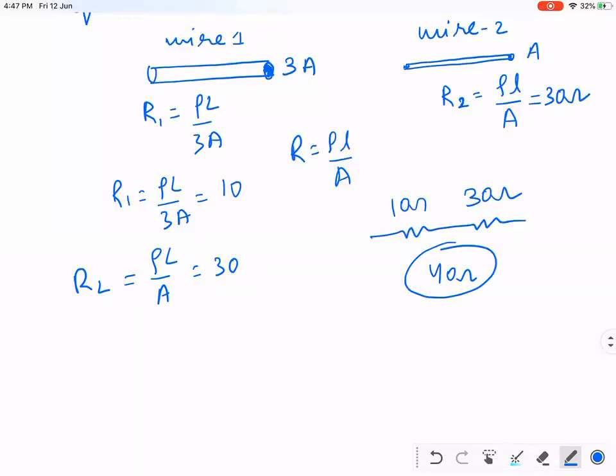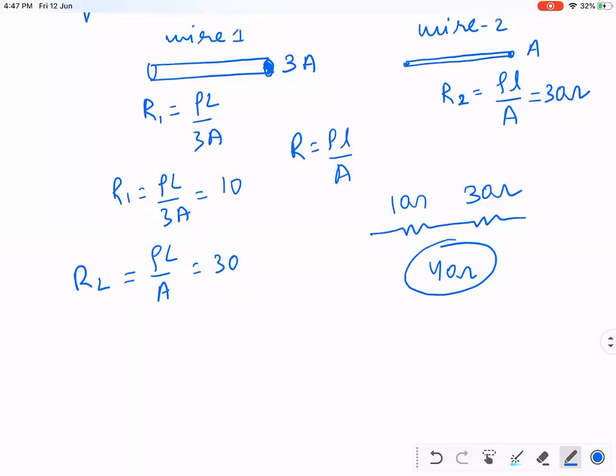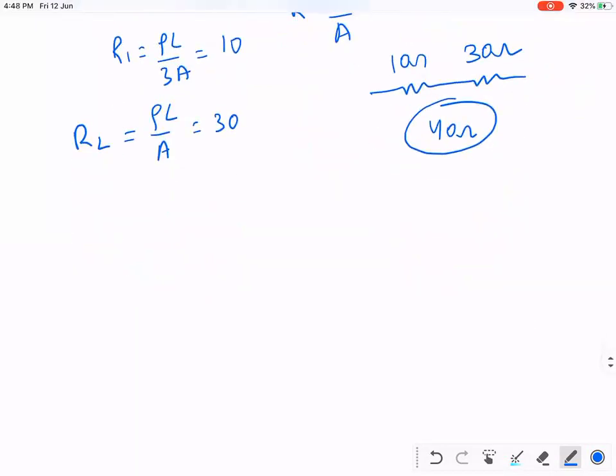Both the wires have same material. Now, let's talk about our next question. Our next question says that, wait 1 minute. Okay. This is our next question, question number 3.